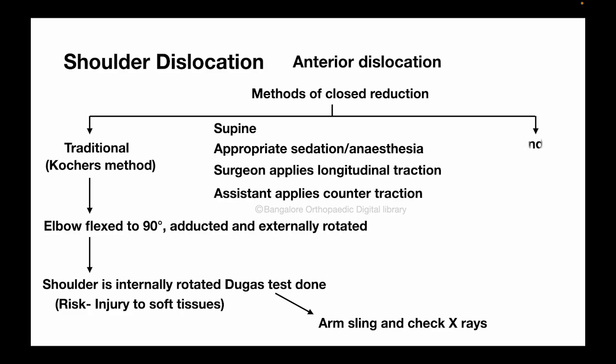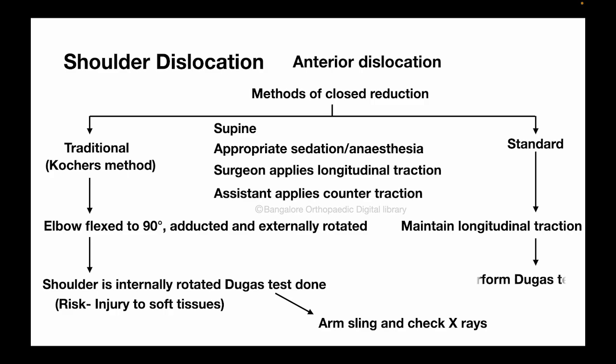The other method, routinely done by orthopedic surgeons, is to maintain a longitudinal traction and gently toggle the shoulder. This puts the head back into the glenoid. The Douglas test is performed and the arm is rested in an arm sling. With this method, there is no increase in the risk of labral injuries. We can also use this method to reduce the posterior dislocation and inferior dislocations.